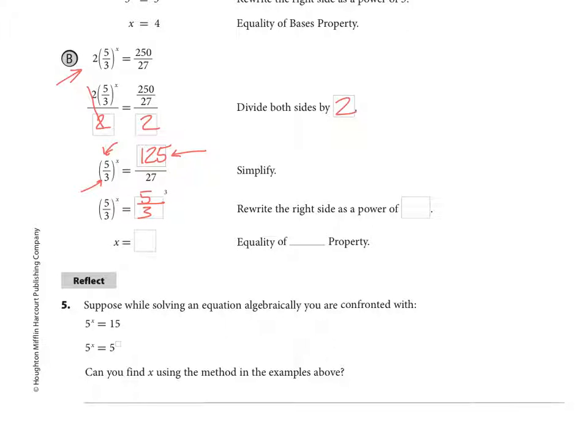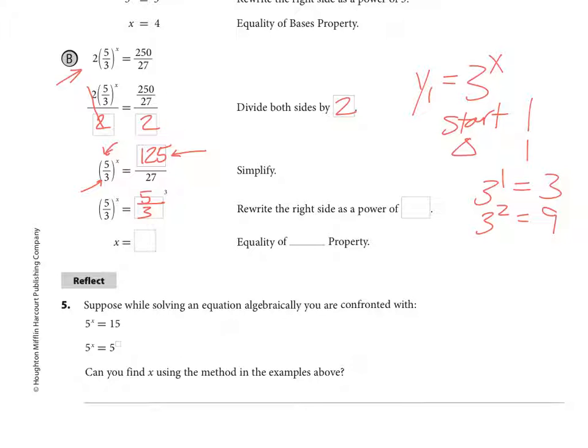Now, if you don't know those, what can you do? Multiply 3 by 3 by 3. Go on your calculator, multiply 3 by 3 by 3. Or even do this: go to your calculator to y1, put in 3 to the x power, then set your table to start at 1 and go by ones. And then you can see 3 to the first is 3, 3 to the second is 9, so forth, so on. That'll give it to you in the table in your calculator.